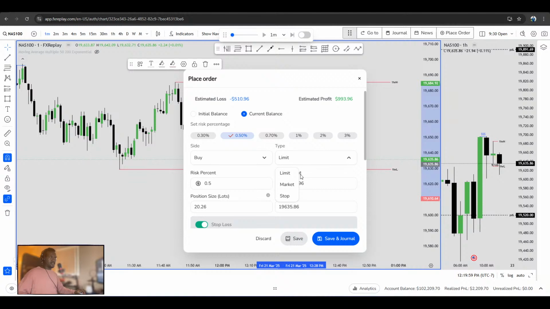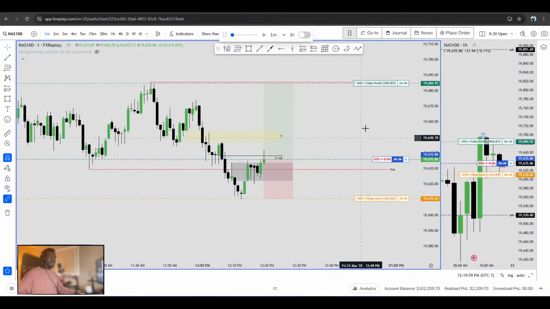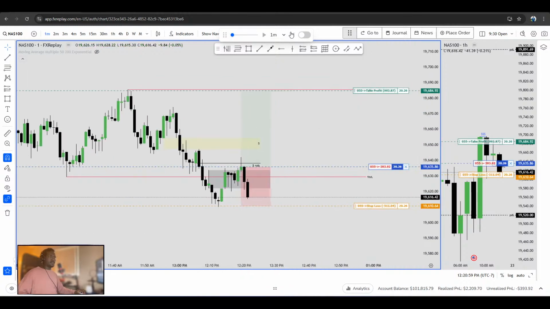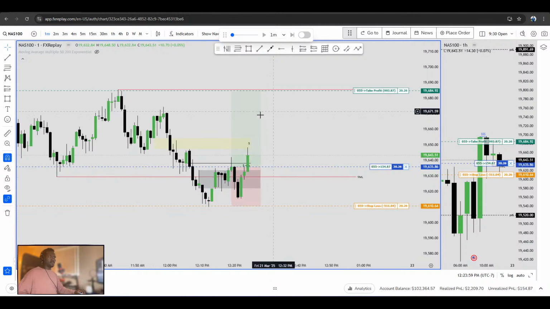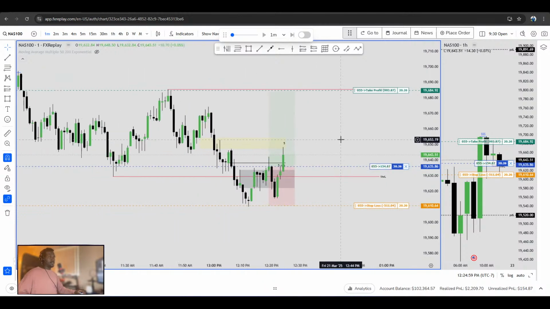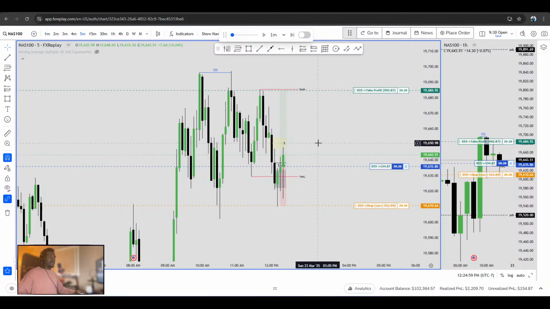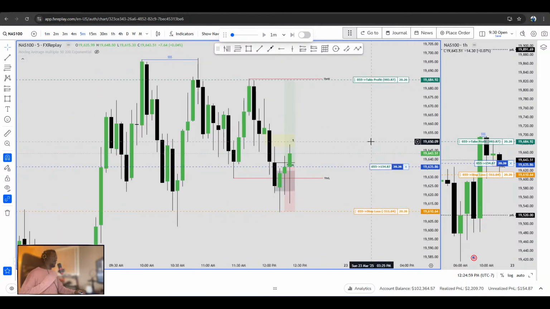Not a limit, a market entry, just where we are. Okay, let's see how this works. Boom, boom, boom, boom, boom. Now that is good. So what I'm thinking is we do have that 0.5. Yep, so that's good. So now this one I'm a little bit more comfortable.